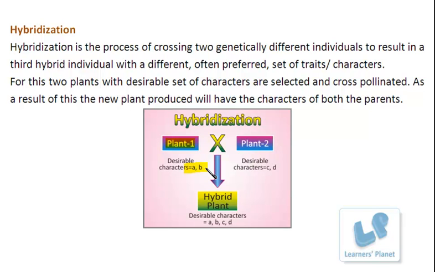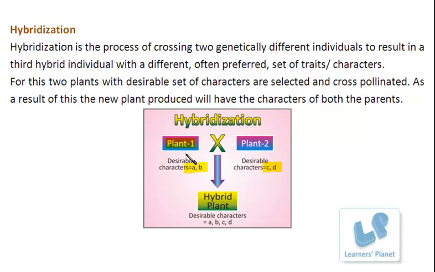And another plant has desirable characters, let us say C and D, isn't it? Now these characters are lacking in the first plant, and AB is lacking in the other one. So if we are interested in all these four characters, what do we have to do? We are supposed to grow both these plants separately on separate pieces of land, isn't it? And of course, time will be required for that also.